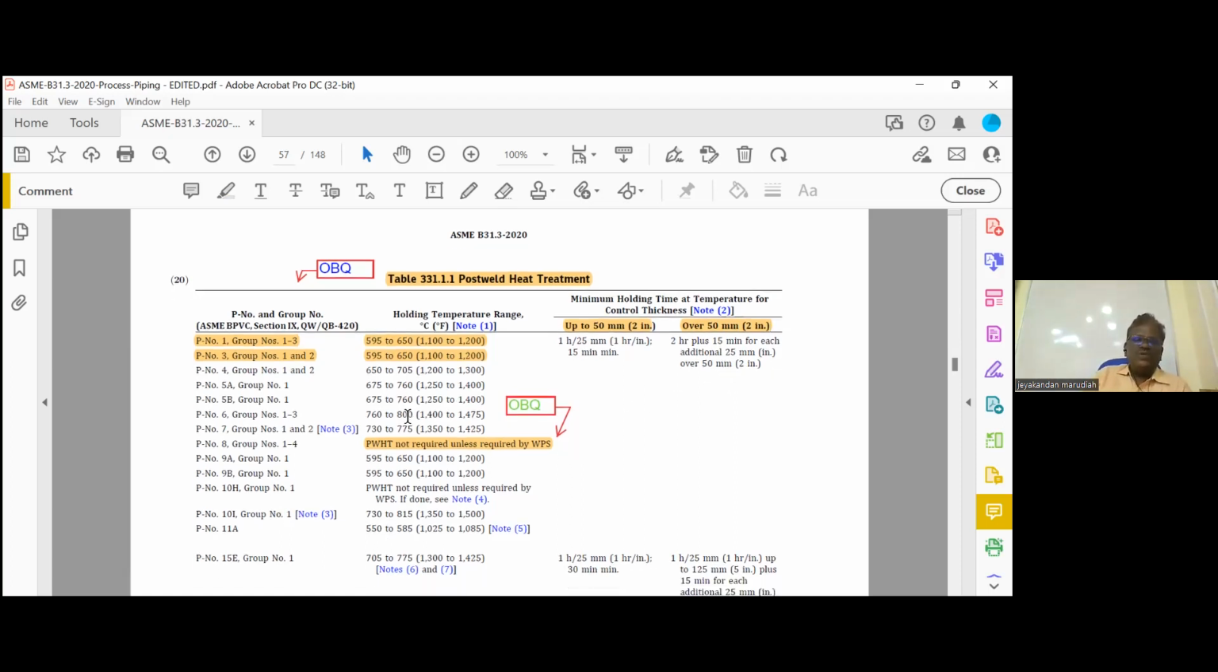Now, this one last exam they asked, what is the holding temperature he has given? P8. PWHT is not required unless required by the WPS. It was asked in the open book last exam. P8 generally PWHT is not required. Stainless steel we are doing. So this is the answer. Mark it as open book. It is asked in the last exam.